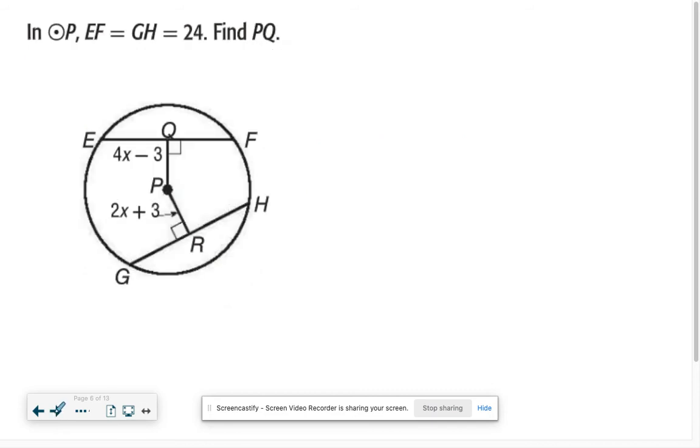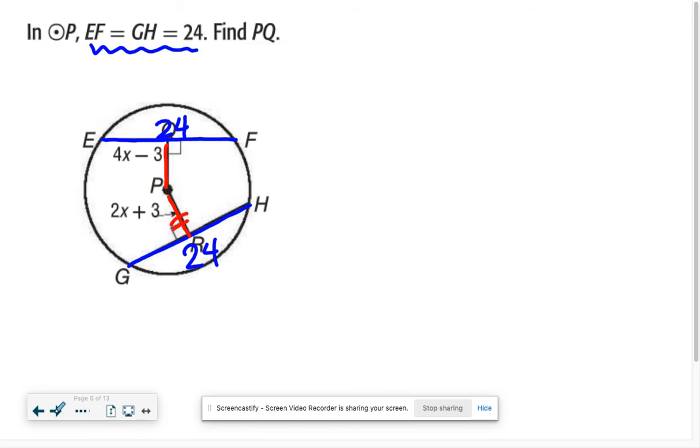Next example, in circle P, EF is equal to GH, which is equal to 24. Find PQ. Okay, this picture looks a lot scarier than it really is. So let's talk about this first piece of given information. They're telling us that EF is congruent to GH. So these guys are congruent, and they're 24. So now we know some things about congruent chords. We know that their arcs are congruent, and we also know that they're equidistant from the center.